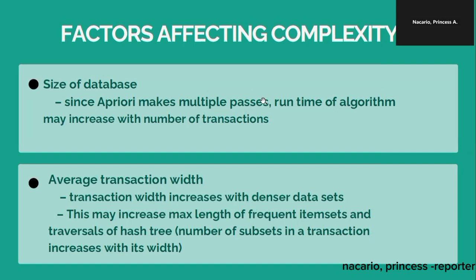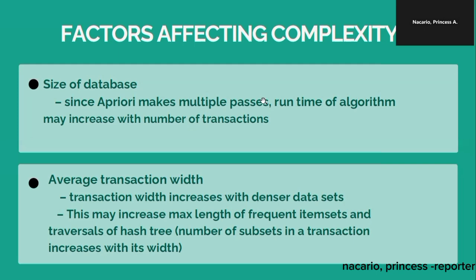The first is the size of the database. Since Apriori makes multiple passes through the dataset, more transactions need to be processed when the database is large. That means as the number of transactions increases, the algorithm's runtime also increases, making it take longer to complete.